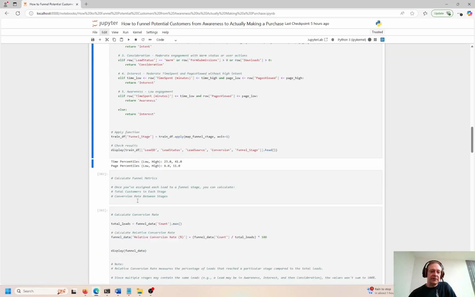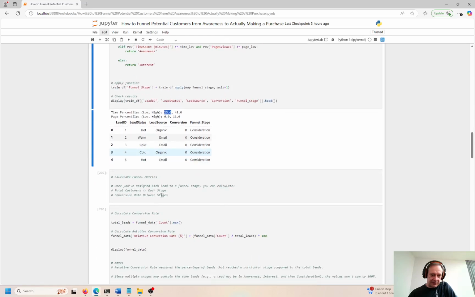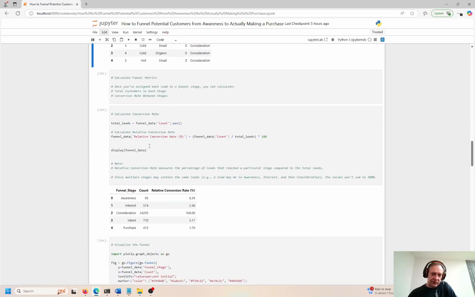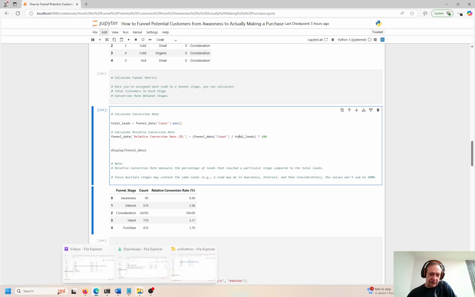So let me run this cell, and we see the time percentiles over there, page percentiles. So low is 6, high is 11, and low here is 23, and high would be 41 minutes, okay? So we can take that and do a simple calculation over here, just basically one line of code right here. Funnel data is relative conversion rate. This is the funnel count divided by the total leads, okay? And I can show you the data if you're interested in seeing this stuff.